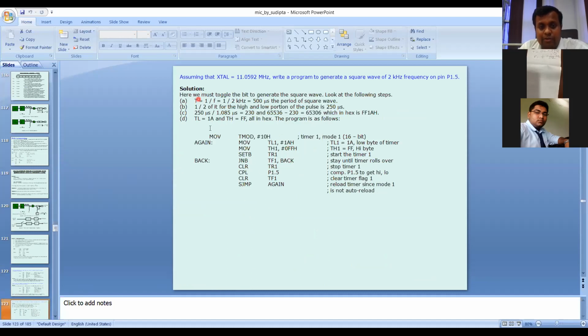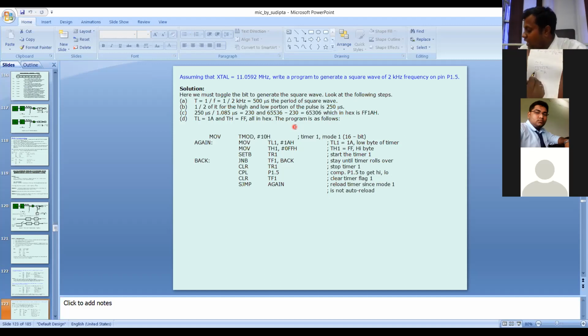It should be calculated. In this program, the frequency required is given. So how will you design the program? You are supposed to generate a square wave, and this square wave is nothing but a period T. As you know, T is equal to 1 by F. F is already given, so you calculate T, then you calculate T on and T off, and the corresponding delay.